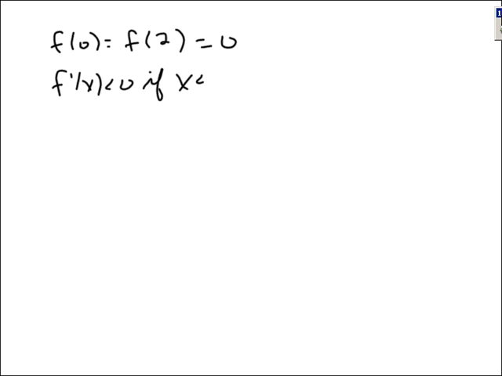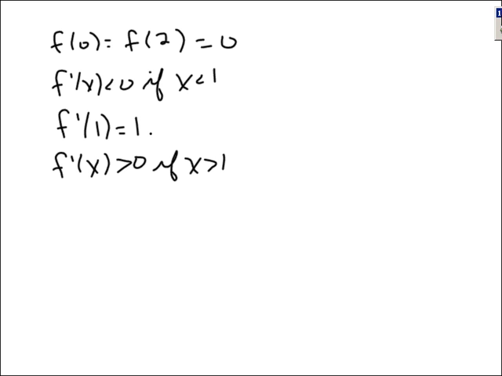Suppose I tell you that f of 0 is equal to f of 2, and this equals 0. And I tell you that f prime of x is less than 0 if x is less than 1, and that f prime at 1 is 0. And I tell you that f prime of x is greater than 0 if x is greater than 1. And then I make the statement that the second derivative is greater than 0. That means always.